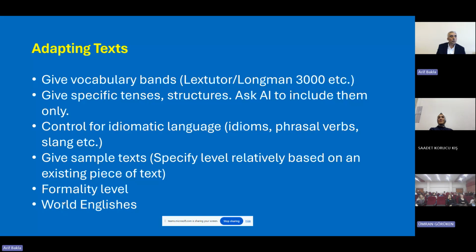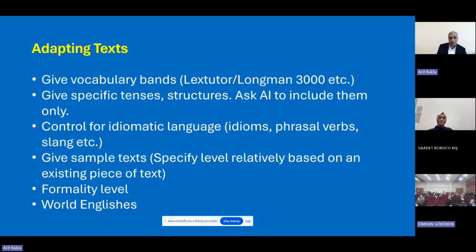And you might say, for example, control for idiomatic language. Especially in academic writing, we don't use idiomatic language. We don't recommend people to use idiomatic language. And if your purpose is not to teach idiomatic language, then you might just eliminate it from certain texts, unless you want to teach a particular idiom.